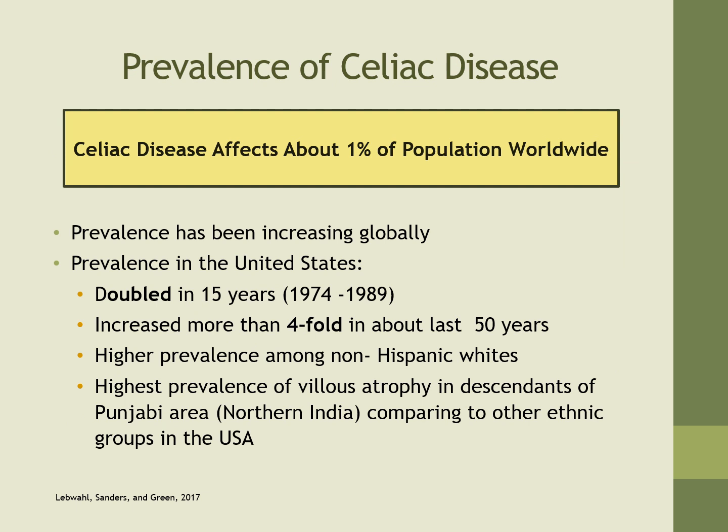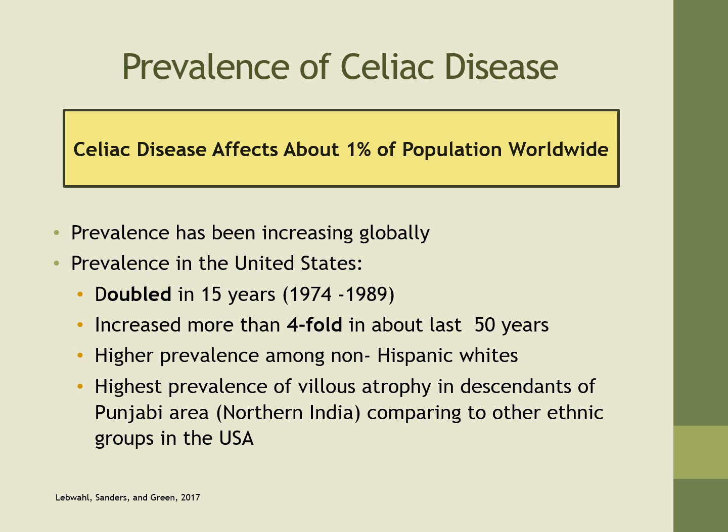Celiac disease affects about 1% of the population worldwide. The prevalence has been increasing globally and varies significantly depending on geographical location. In the United States, prevalence has doubled in 15 years, and has increased more than fourfold in about the last 50 years. There is a higher prevalence among non-Hispanic whites compared to African Americans.